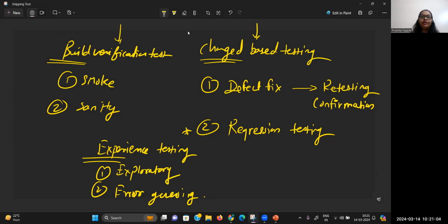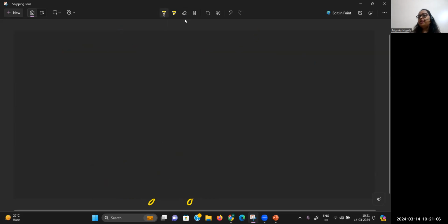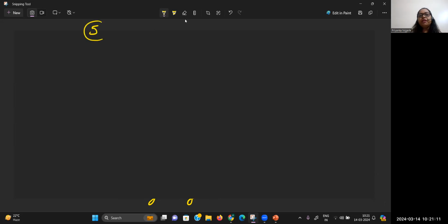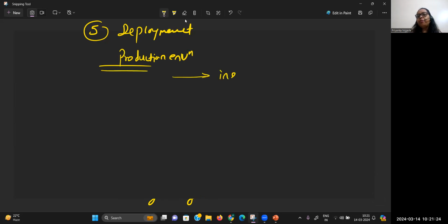Okay, when you test the application and make sure that the application is now of quality, what is the next phase? After testing, we have a fifth phase, that is deployment. In the deployment phase, basically it is your production environment. In the production environment, we actually test whether the software is properly installing at a customer platform. Remember, on a customer machine, on a customer platform, is your software working properly? That we test.